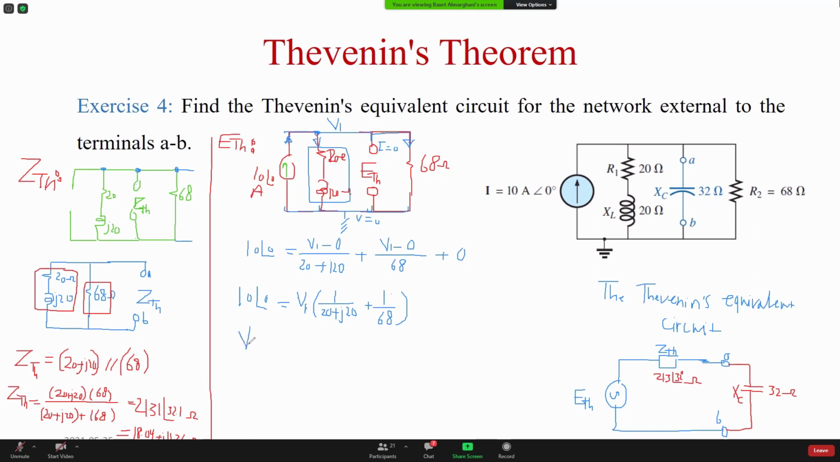Now I want to find V1, so I'm going to do V1 equals to this divided by this. So 10 angle 0 divided by the values here, which is this plus that, 1 over 68, 1 over 20 plus j20, and this should give you the answer. I think it's 213.1 and angle 32, I think, volt.